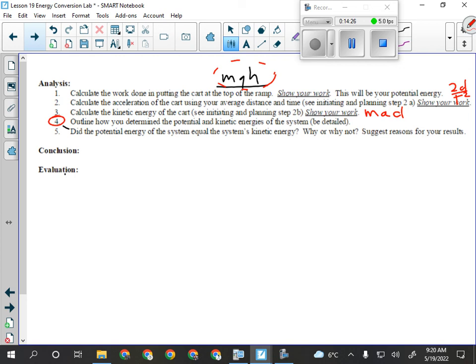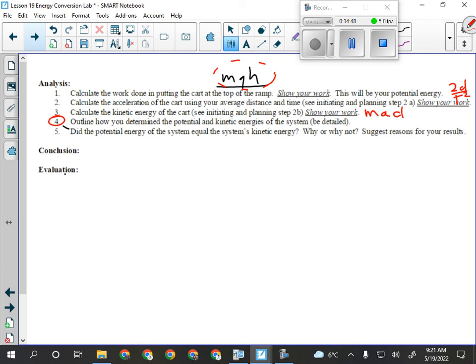I'm looking for it. You telling me in words, okay, what happened? Okay, how did you get the energies? Okay, and then for number 5, very simply, did the potential energy of the system equal the system's kinetic energy? Spoiler alert, the answer is no. But you have to explain why. Okay? Talk about where some of the energy went.